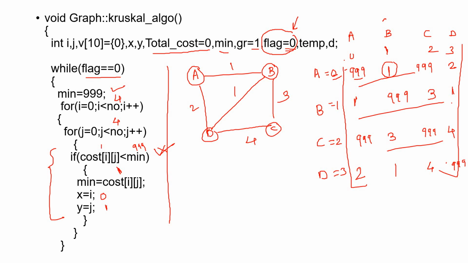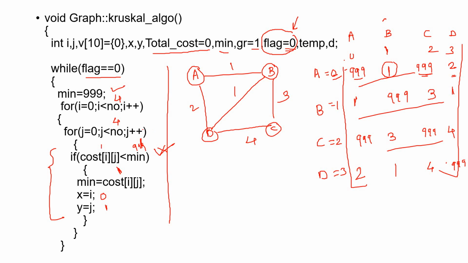Now after that let's check all the remaining values. So next j will become 2. So 0 2 is what? Here you can see 0 2 is 999, but the new minimum value is equal to 1, so this condition is false. Next it is 0 3. The new minimum value is 1 and cost of 0 2 is 999, so no match is found. 0 3 is 2. So 2 less than 1, the condition is false.